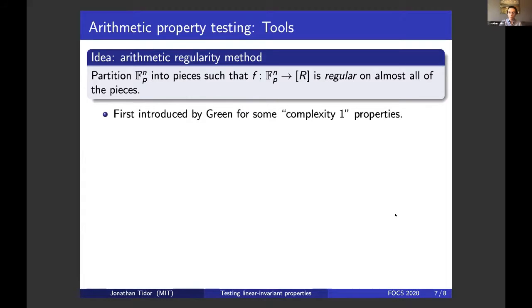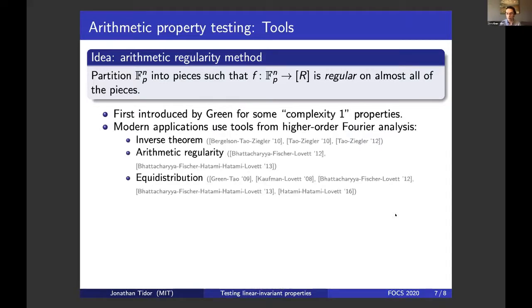But more modern works to go past this complexity 1 restriction to higher complexity properties move beyond Fourier analysis to this field that's now known as higher order Fourier analysis. So there's been a lot of work done over the past decade in developing the tools necessary to make higher order Fourier analysis work. This has been done both by people in additive combinatorics and combinatorial number theory, but a lot of this work has also been done by theoretical computer scientists specifically for this arithmetic property testing problem.